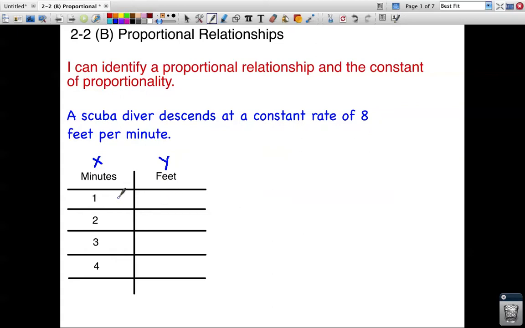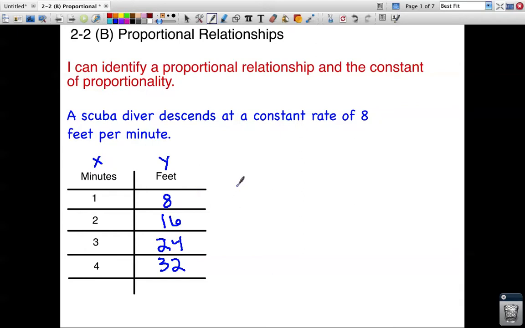So after 1 minute, if he's going at a constant rate of 8 feet per minute, that scuba diver has descended 8 feet. After 2 minutes, we're just going to add another 8, so the scuba diver has descended 16 feet. After 3 minutes, again, same thing, it's going to be 24. And then after 4 minutes, just add another 8, and you get 32. So this is what my input-output table would look like.